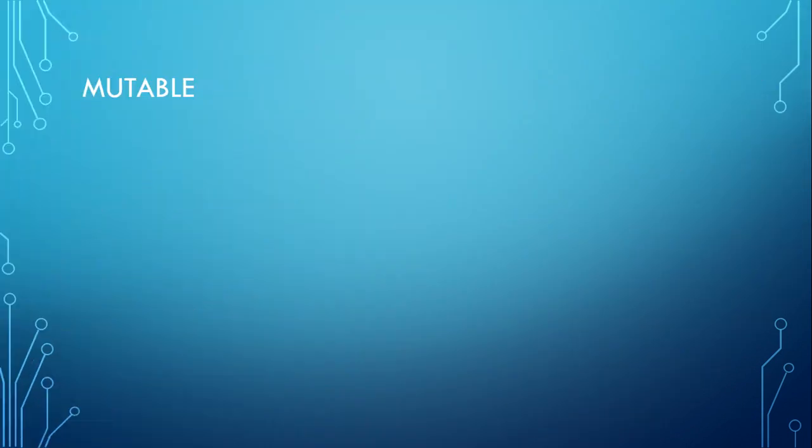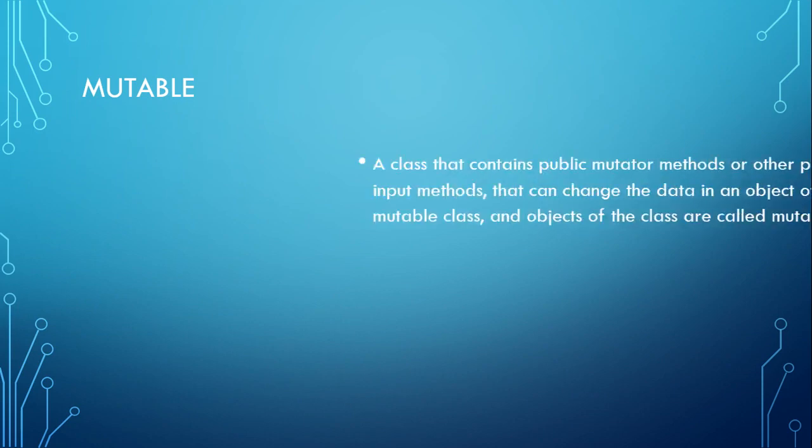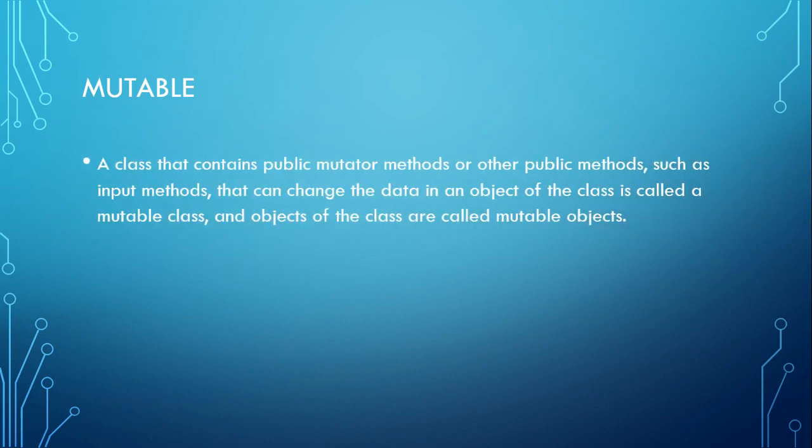Now, contrasting with immutable objects are mutables. This is a class that contains public mutator methods or other public methods, such as input methods. That would be, for example, our get methods, which are accessor methods, our set methods, which are mutators, things like read input or write output. Well, not so much write output, but these are things that change the data in the object of the class. Therefore these classes, which are a lot of the classes that we're going to actually do, are mutable classes, and objects of the class are then called mutable objects.